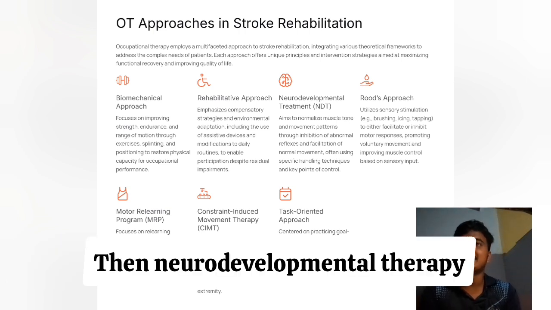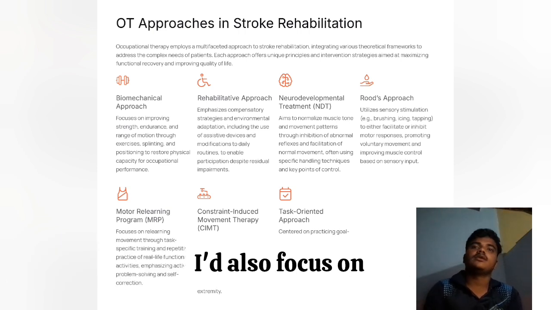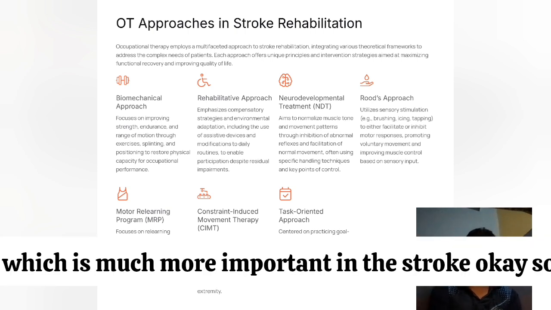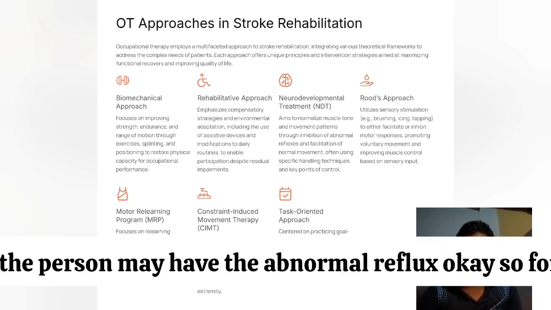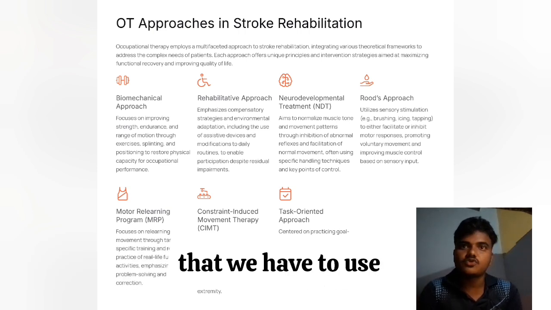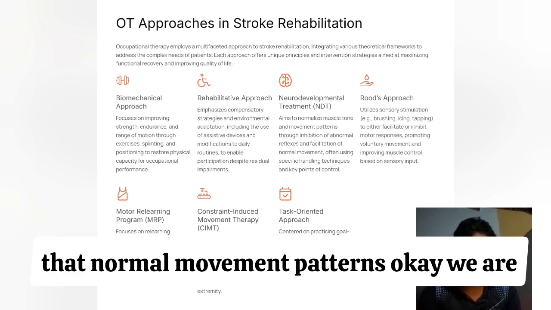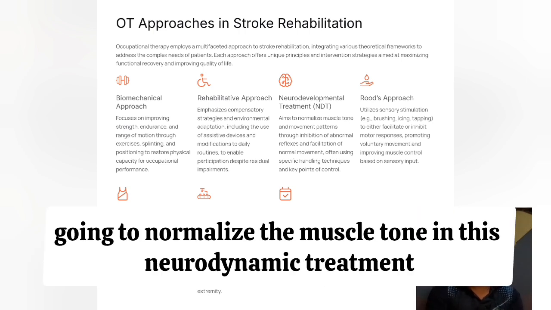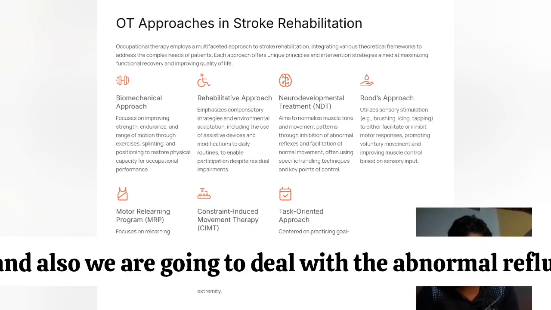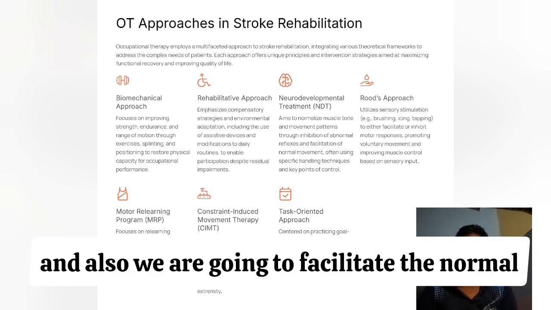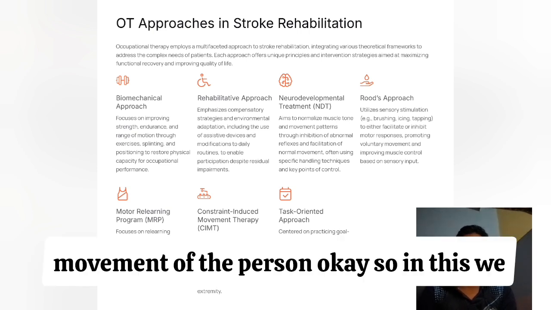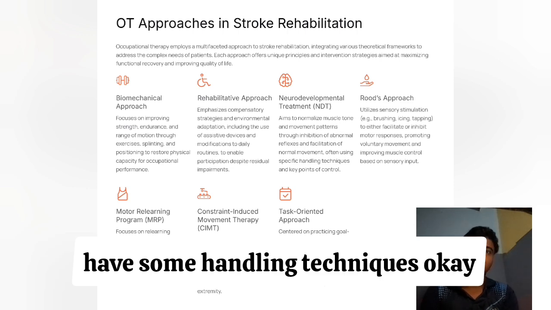Then neurodevelopmental therapy, which is much more important in stroke. The person may have abnormal reflexes, so for that we have to use normal movement patterns. In this neurodevelopmental treatment, we are going to normalize the muscle tone, inhibit the abnormal reflexes, and facilitate the normal movement of the person. In this we have some handling techniques.